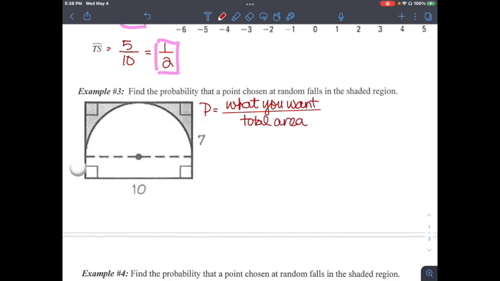Now, in this case, what you want is the shaded region over the total area, which in this case is the rectangle. So now we need to think about this. But before I start making you memorize all different kinds of stuff, I don't want you to memorize. I want you to think when you're doing a problem like this.